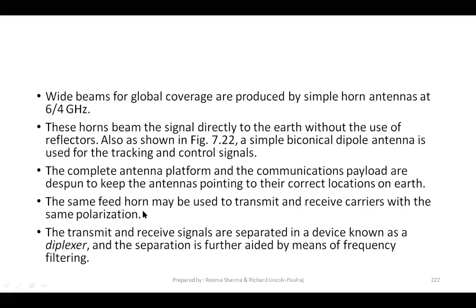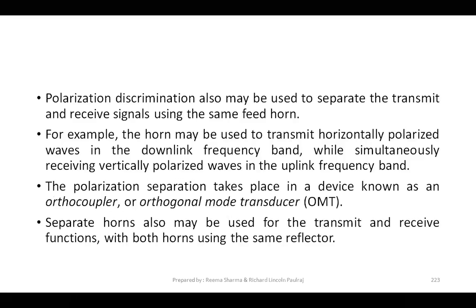The same feed horn may be used to transmit and receive signals or carriers with the same polarization. So if you're using circular polarization with your transmitter, the receiver also should use the same kind of polarization. You cannot have two different types for the transmitter and receiver. These transmit and receive signals are separated by something called a diplexer, and the suppression is further aided by means of frequency filtering, just like how we saw with transponders. We have about 12 transponders, and for the guard band we use 4, and for the data we use 36, totaling 40, right? Similarly, these kinds of separations happen, and we will be able to work on it.